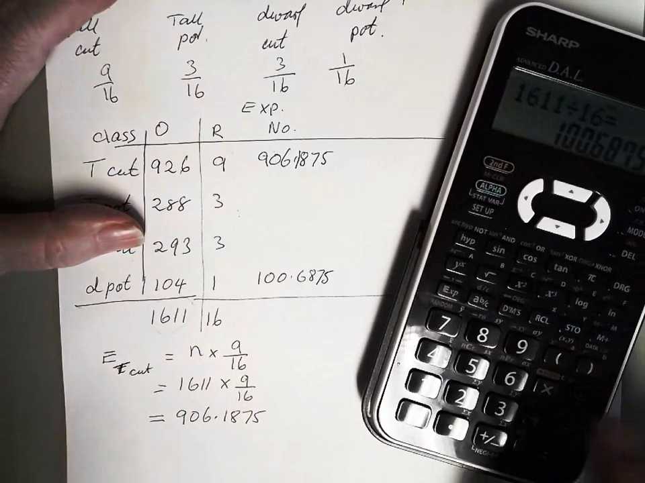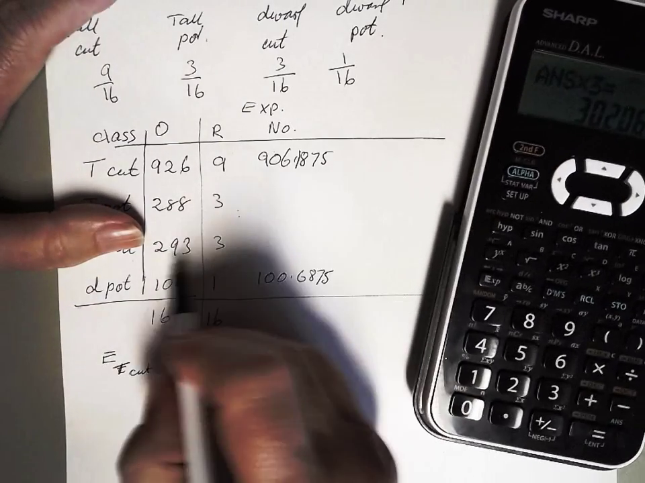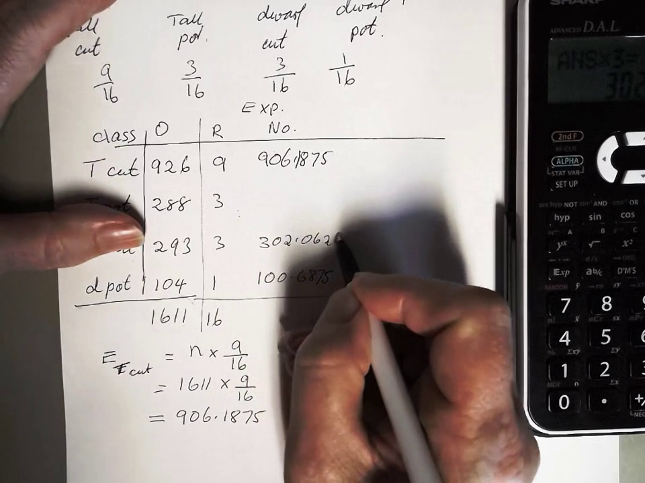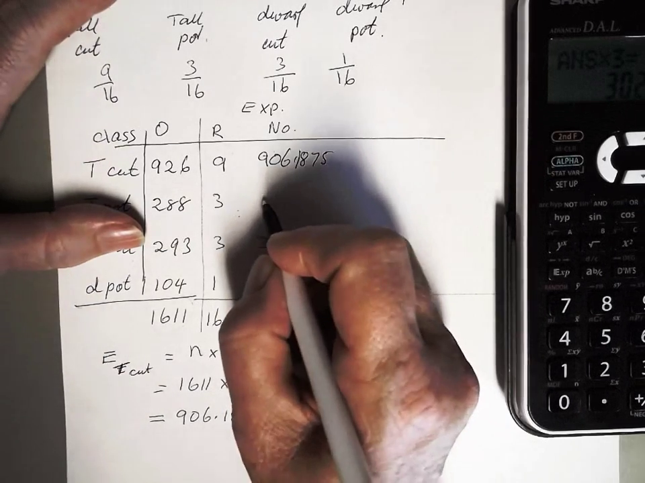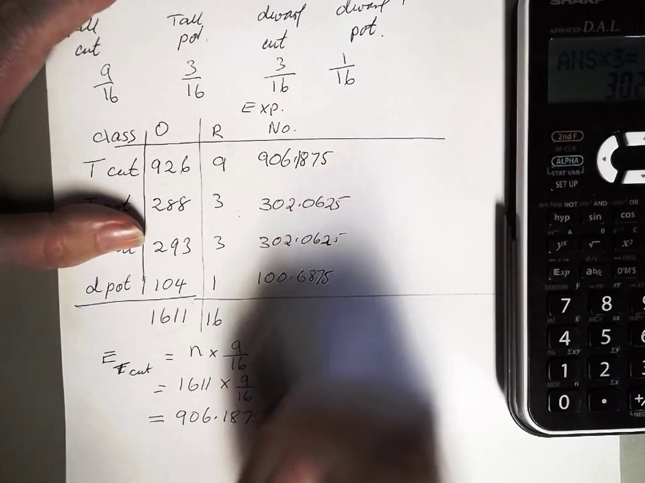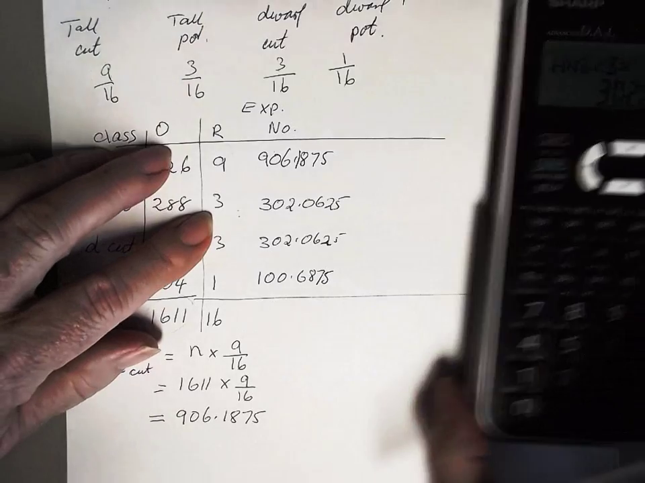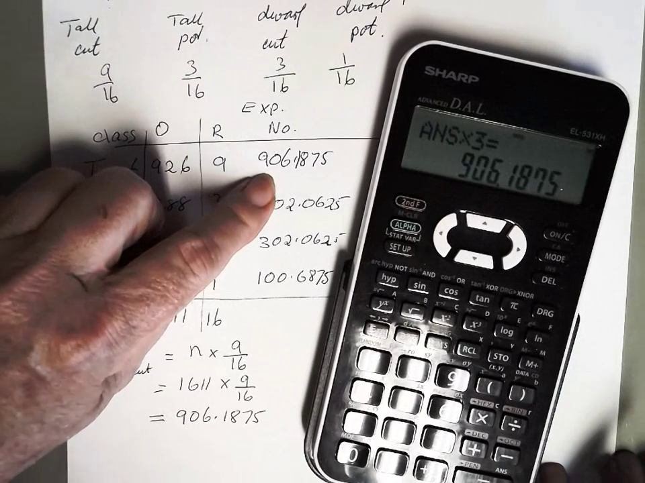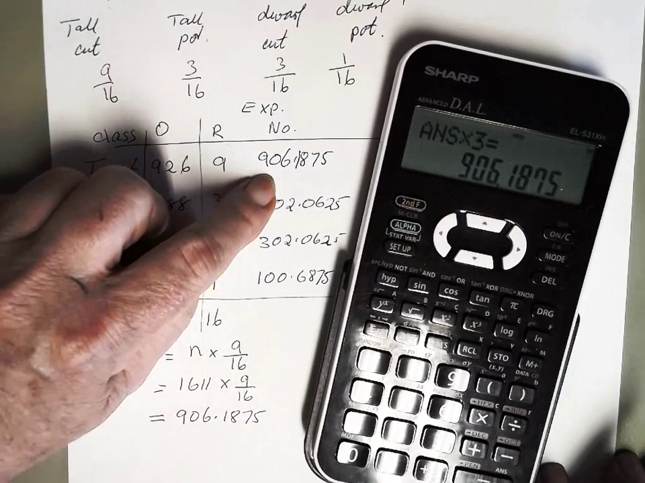Now if I multiply that by 3, I would get the next category, which is 302.0625. In actual fact, I get the next two categories, 302.0625. Then if I multiply that number by 3 again, you can see I get back to the 906.1875.